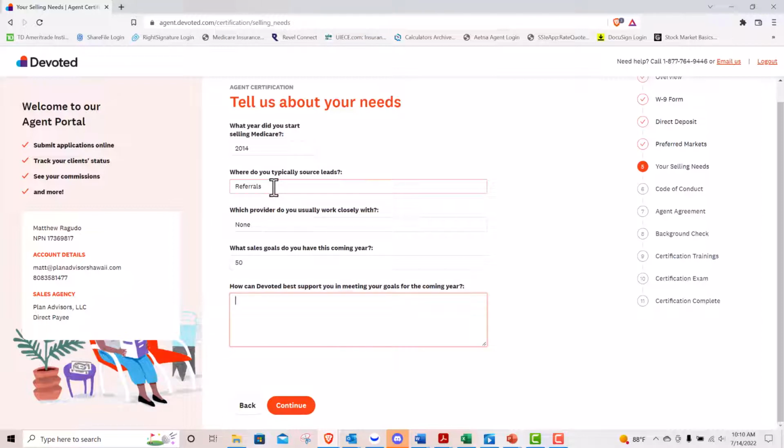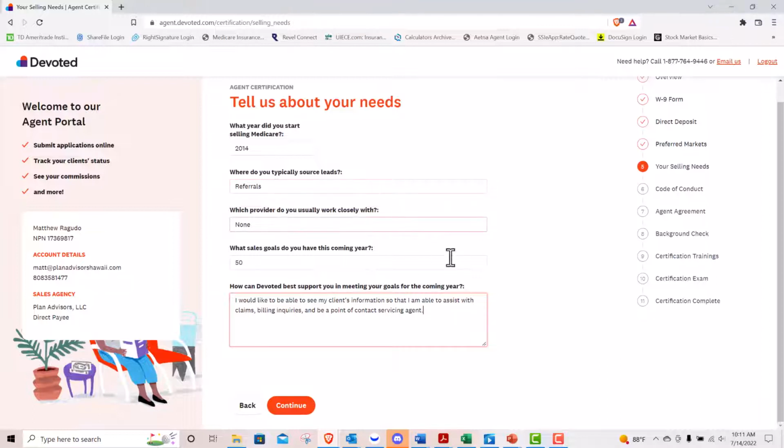And for best support, I like operational help, so I will probably say I would like to be able to see my clients' information so that I am able to assist with claims, billing issues, and inquiries, and be a point of contact servicing agent. It's usually what I like to do.